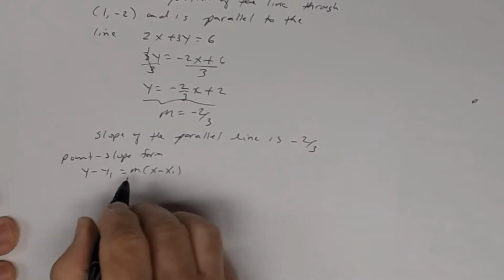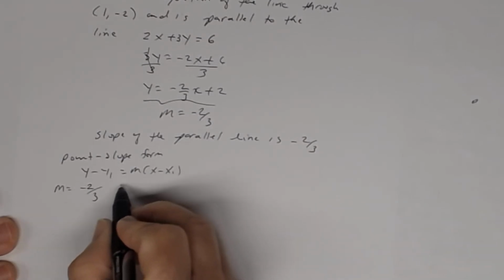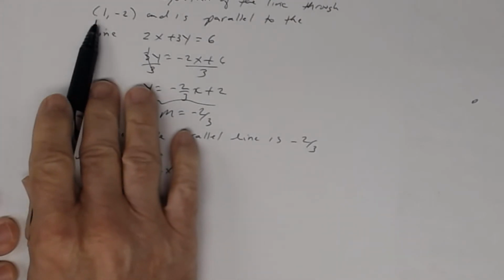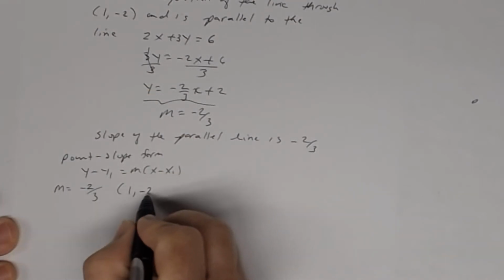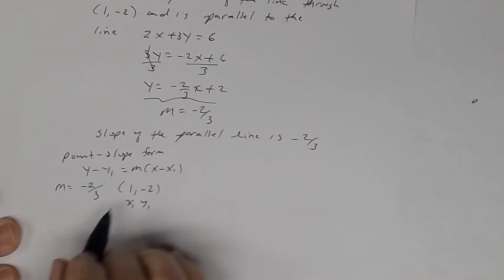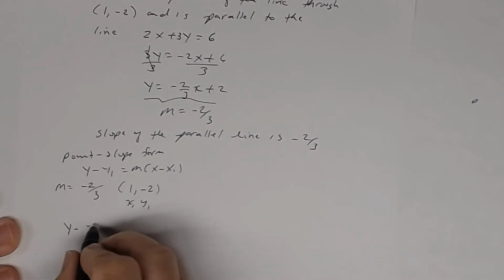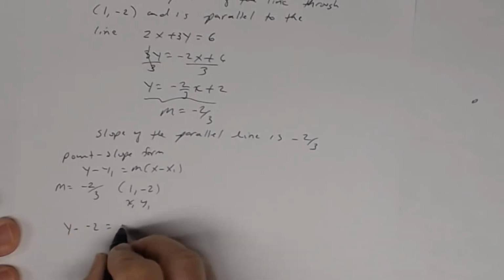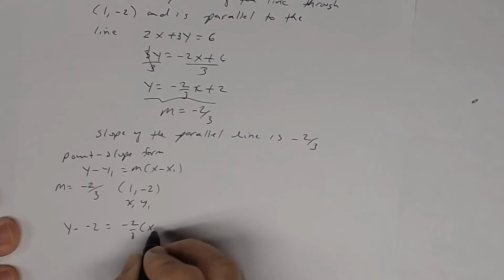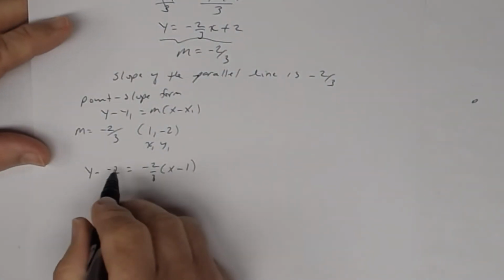I need to know the slope, which I do. It's negative 2/3. And I need to know a point, which I do, which is 1, negative 2. So there's your x1, there's your y1, and you're going to substitute those into x1 and y1. So I get y minus a negative 2 equals the slope, which is negative 2/3, times x minus 1.